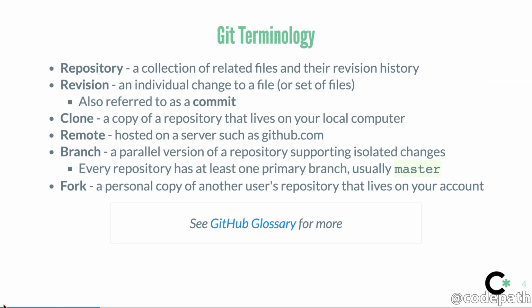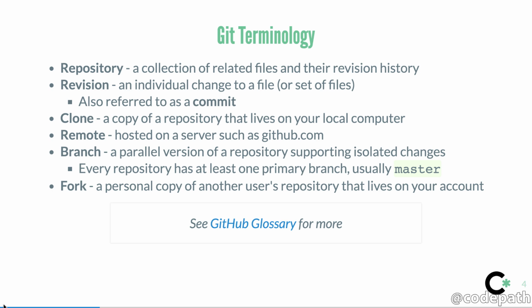So if you're new to Git or GitHub or version control systems in general, then there's a good bit of terminology that you need to absorb in order to understand how Git works and how to work with it. So we're going to cover a few of the principal terms here. And we'll start with repository, which is really the basic unit of currency in Git. A repository is simply a collection of related files and their revision history.